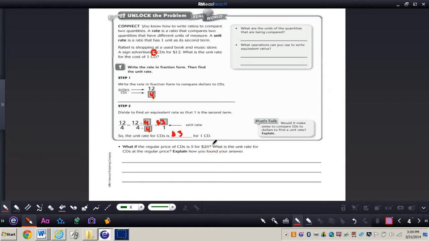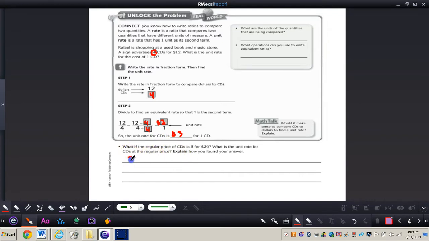Now let's take a look at the bottom part here. It says, what if the regular price of CDs is 5 for 20? In other words, 5 CDs for 20. So this is a rate, not a unit rate. Two measures are CDs and money here. Okay, or CDs and even dollars. What is the unit rate for CDs at the regular price?